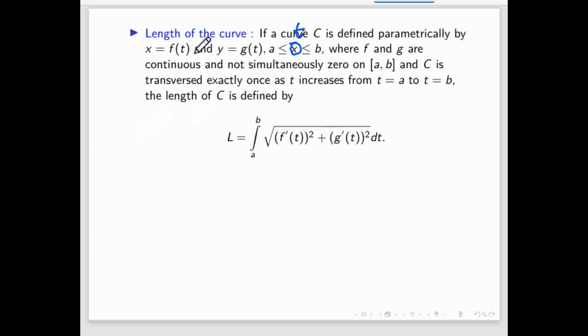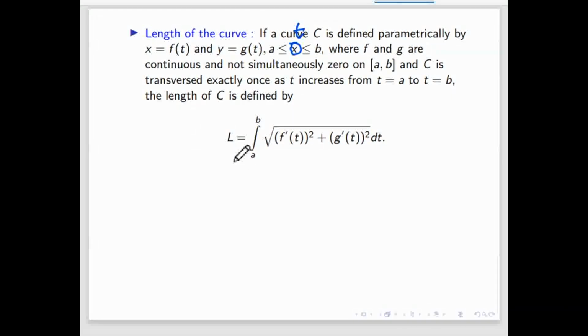Because if both are 0, then x equal to 0, y equal to 0, only one point. That point is not moving when t varies. If both f and g are simultaneously 0, that means x equal to 0, y equal to 0. It doesn't depend on t. That means it is a single point. So once it moves, then only that length will be covered. It is also assumed here that once the particle moves, it will not repeat its path. It will traverse the path only once when t increases from a to b. If it repeats, that repetition will not be counted in this formula. Only one time it will move.